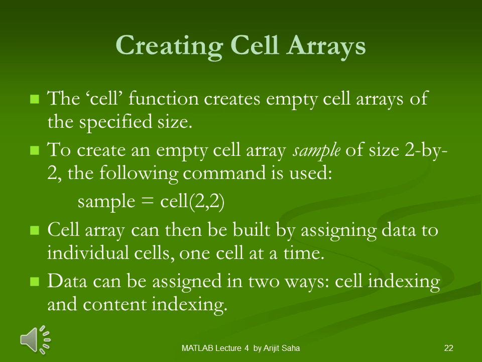Now how can we create cell arrays? The cell function creates empty cell arrays of the specified size. To create an empty cell array sample of size 2 by 2, the following command is used. Sample equal to cell(2,2). A cell array can then be built by assigning data to the individual cells one cell at a time. Data can be assigned in two ways, cell indexing or content indexing.